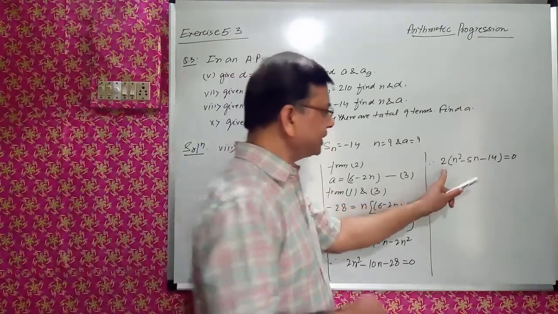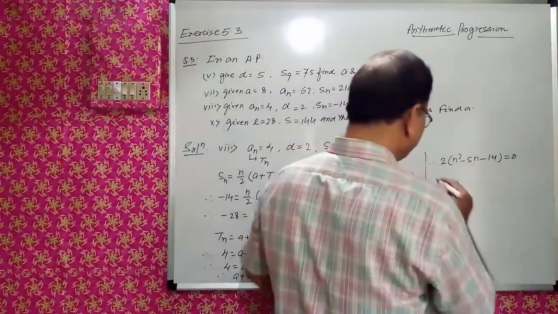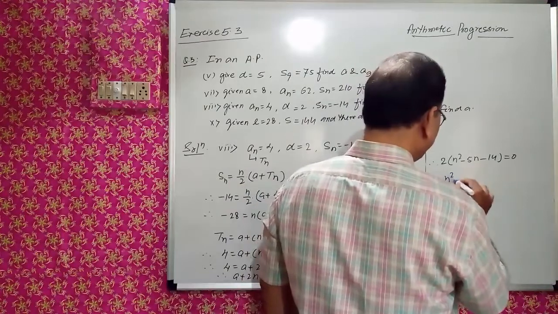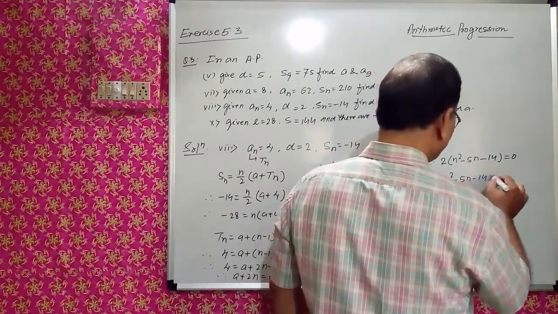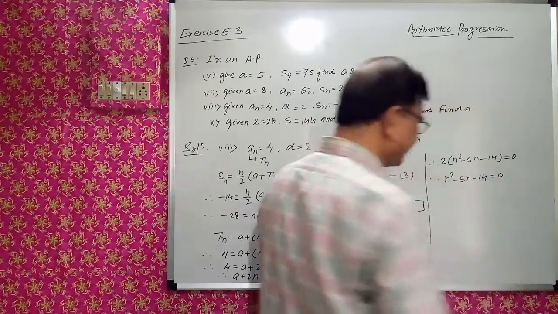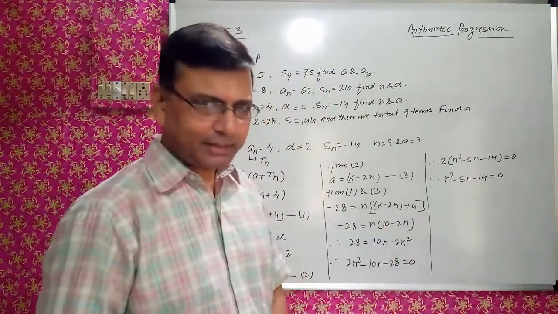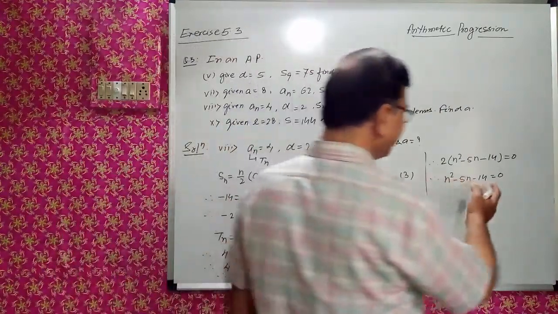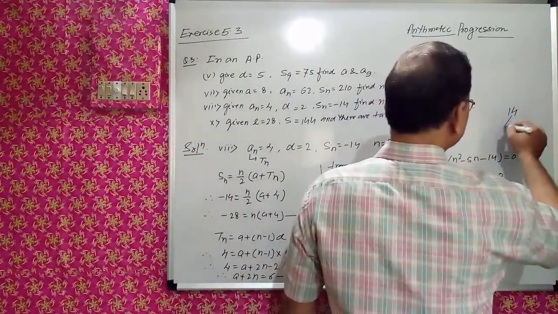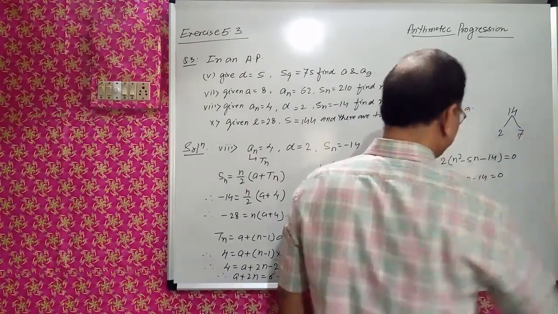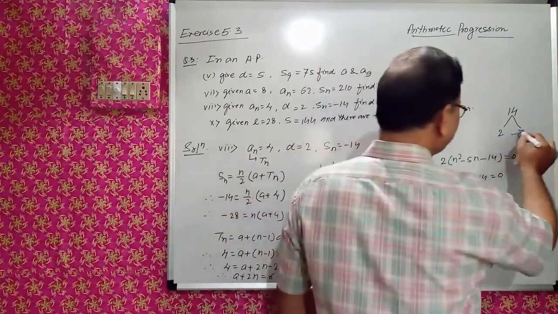So product of two things, 2 into this. Therefore, n square minus 5n minus 14 is equal to 0. Now we can solve this by factorization method. 14 is to be factorized. So it will be 2 and 7. Since it is minus, the bigger one is minus.